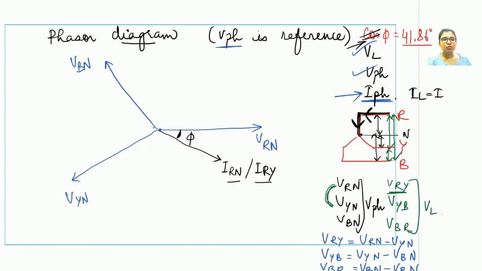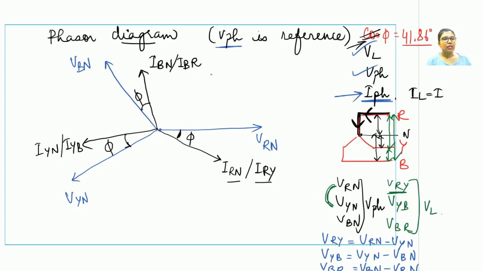So likewise we have to do for all the three phases. I have done for both the phases. For Y phase I have to mention here IYN or IYB, and this will be IBN or IBR. So with this, the phase voltages and the phase currents are represented in the phasor diagram. Now the last part is you have to represent the line voltage. Line voltages can be represented using these sets of expressions.